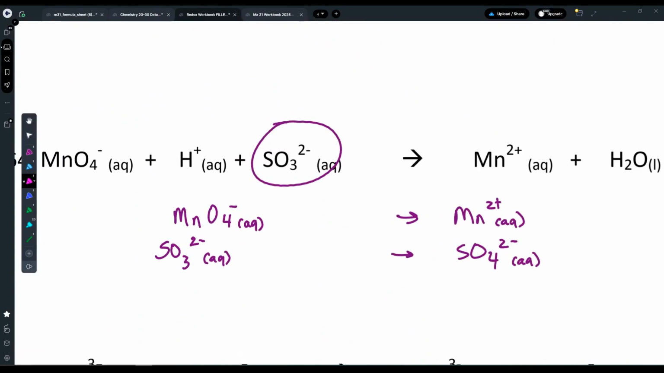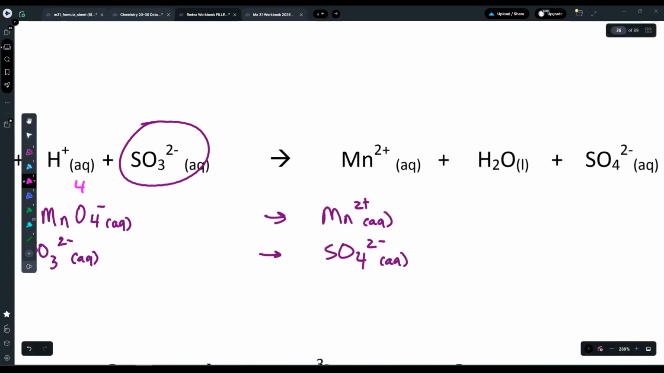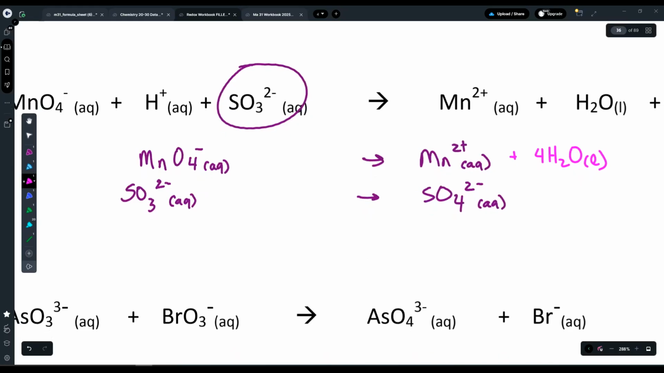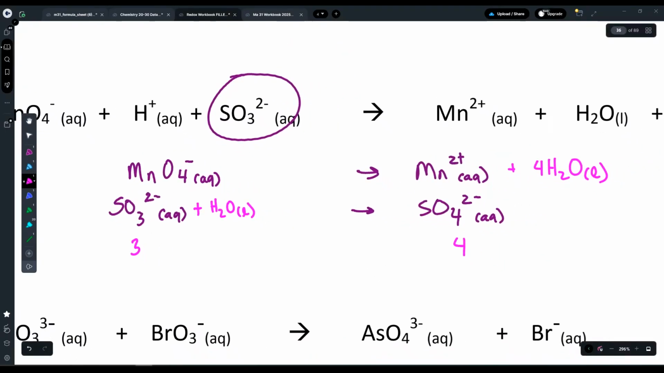So for the first reaction, I've got 4 oxygens on the reactant side and none on the product side. So I need to add my waters where there's the least amount of oxygen. So there we go. Now we have 4 oxygen on both the reactant and product side for the first reaction. Looking at the second reaction, I've got 3 oxygens on the reactant side, 4 on the product side. So I'm going to add my water over here. Okay, so now I've got 4 on both sides.